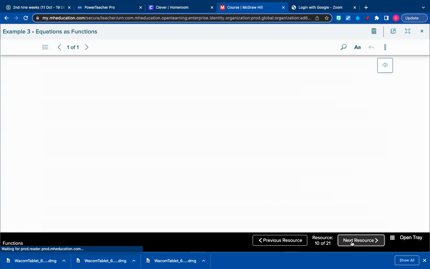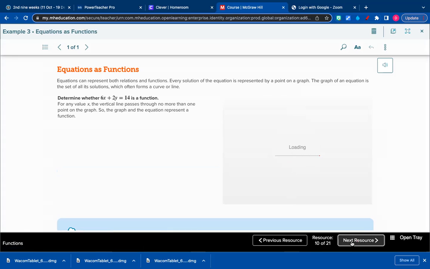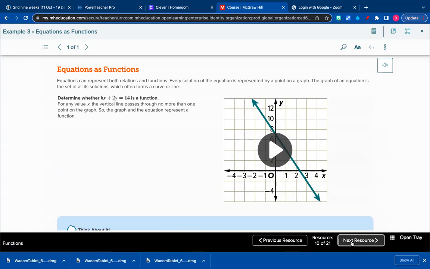Now let's look at equations as functions. We're familiar with equations. We're just going to look at them in a little different way. Equations can represent both relations and functions. Every solution of this equation is represented by a point on the graph. So there's a graph of our function, that blue line. The graph of an equation is the set of all of its solutions, which usually forms a curve or a line. In this case, it's a linear function. It makes a straight line.